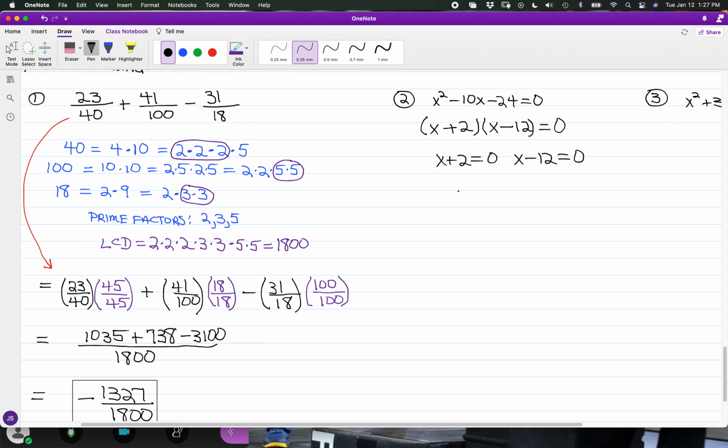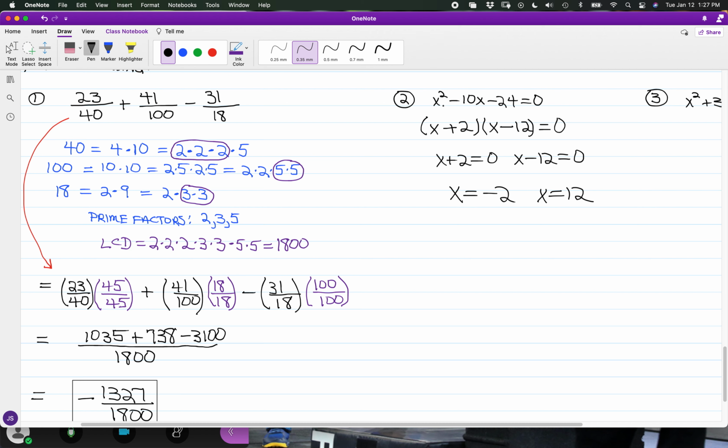So we have x plus 2 is equal to 0. So we have x equal to negative 2. And for x minus 12 equal to 0, okay, we have x is equal to 12. And again, you can check for the consistency. Say for negative 2, the square of negative 2 is positive 4. Negative 10 times negative 2 is positive 20. 4 plus 20 is 24. Minus 24 is 0. So negative 2 checks.